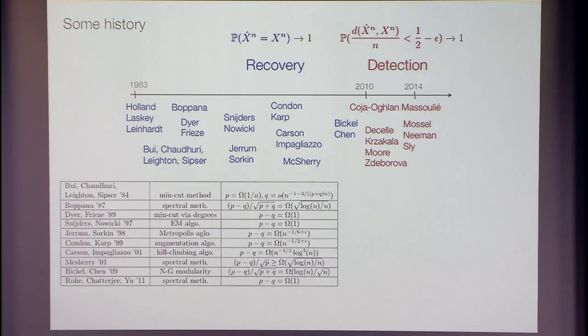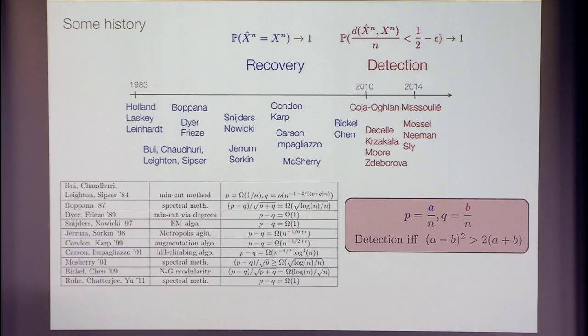So what happened here is that this group of people, Decelle, Krzakala, Moore, and Zdeborová, came up with a very precise and very nice picture for this model of detection in the symmetric case, based on statistical physics arguments, non-rigorous. The result is that they conjecture that if P and Q are scaling like a constant over n, with different constants A and B, then you can detect if and only if you have this nice equation. That's pretty amazing because it's an if and only if, and also they have an explicit formula.